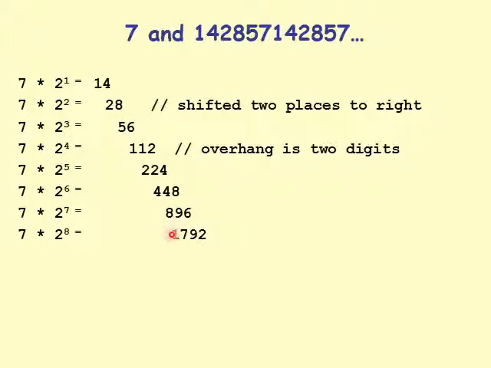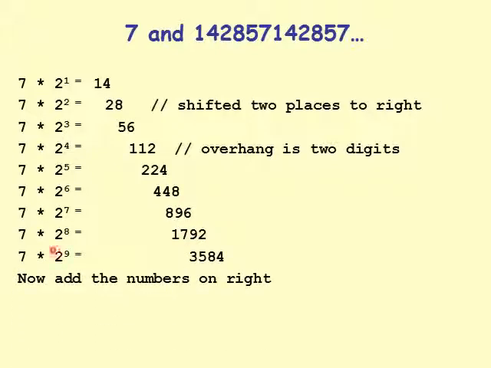896 doubled is 1792. The 1 and 7 are aligned with 96, and 92 is to the right. Okay. And the ninth power of 2 times 7, which is double the previous one, doubling 1792, I get 3584.